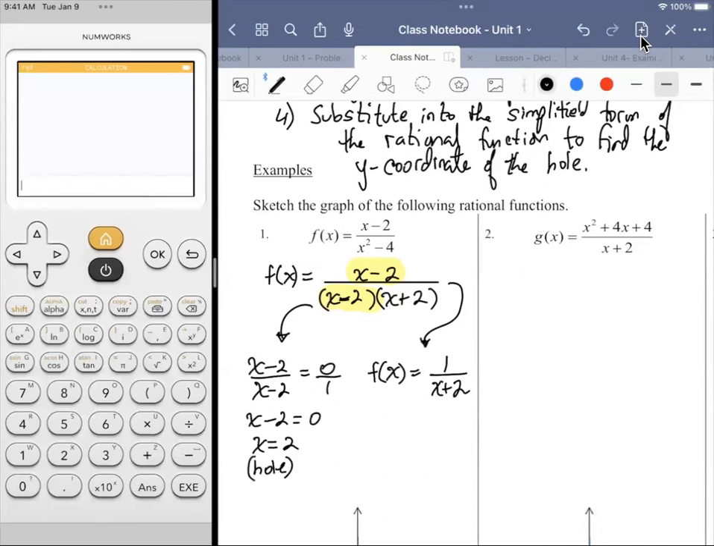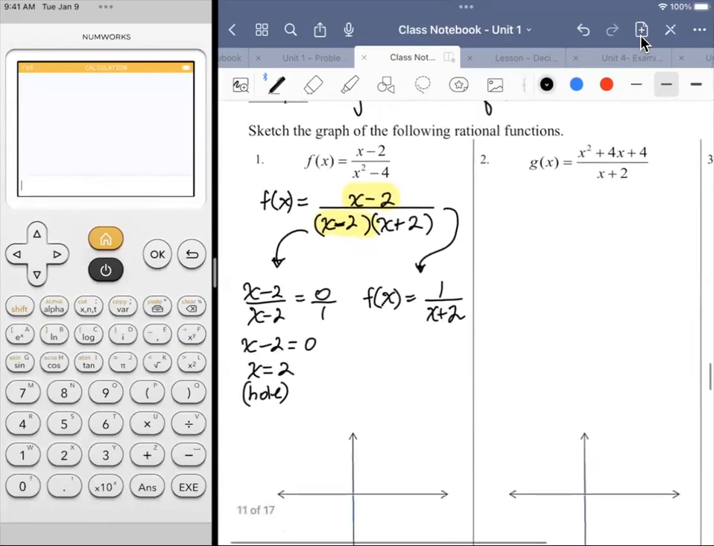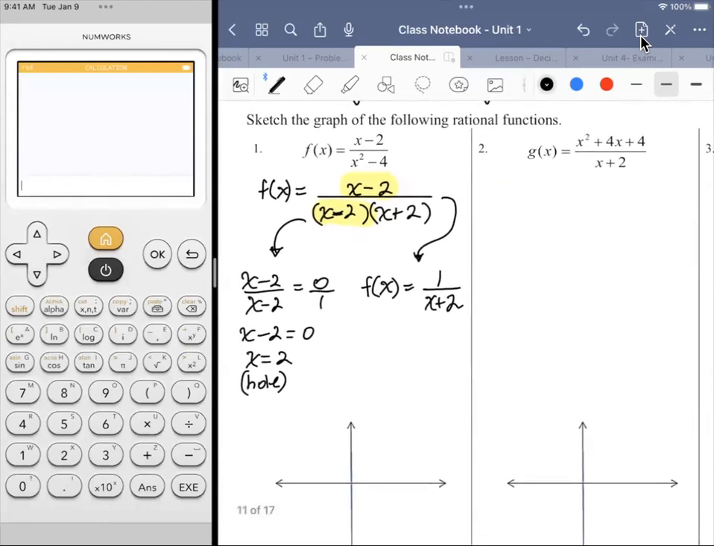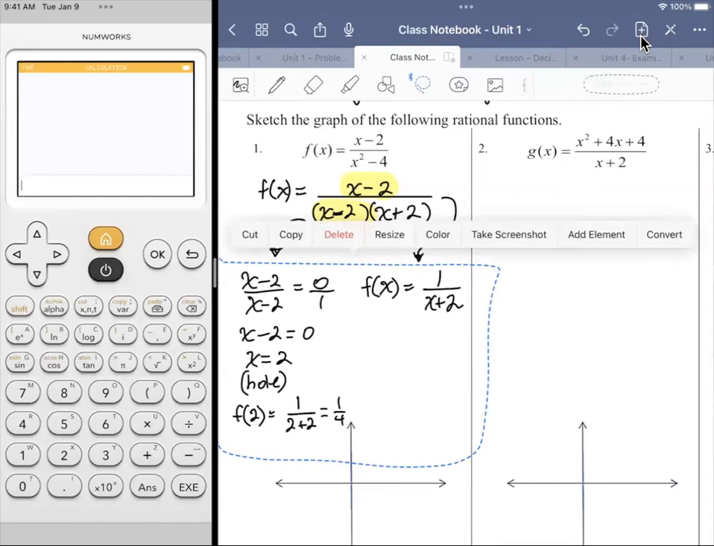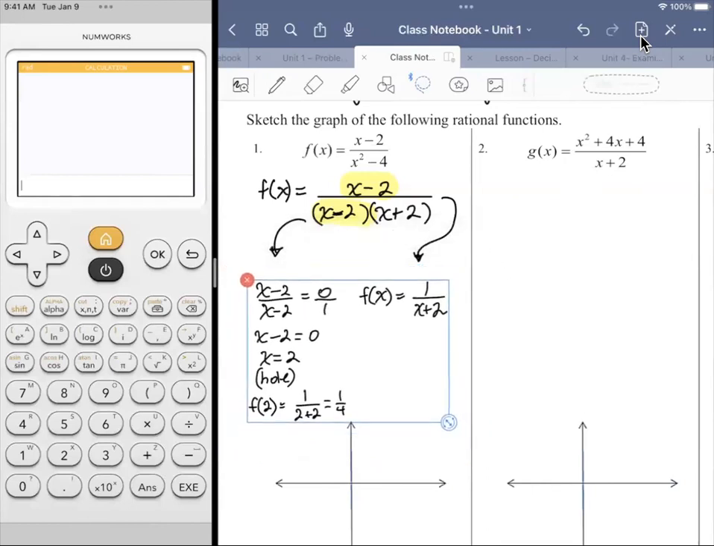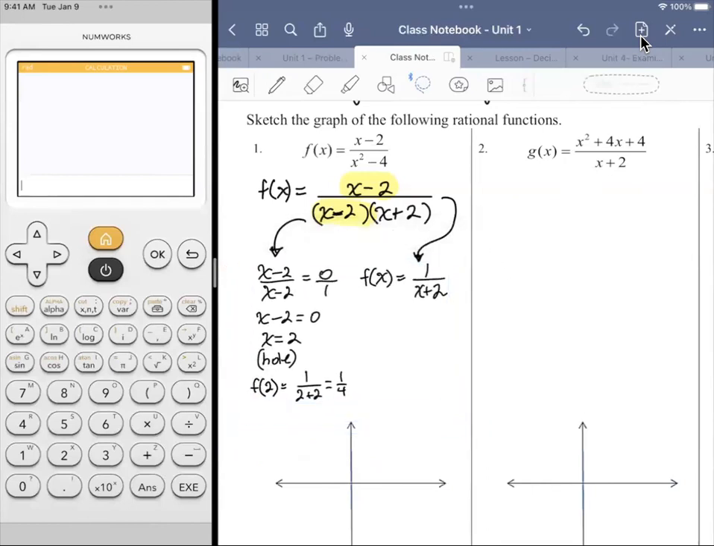All right. So what I would do to figure out the y value of that hole is I would take the x and plug it into the simplified form. So essentially, I'm looking for f of 2, which is 1 over 2 plus 2, which is going to be 1/4. All right. So that gives me the actual coordinates of the hole, x comma y. So the coordinates of the hole would be at 2 comma 1/4.